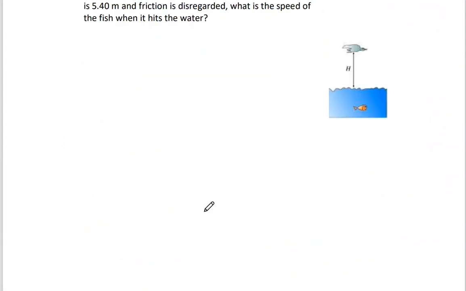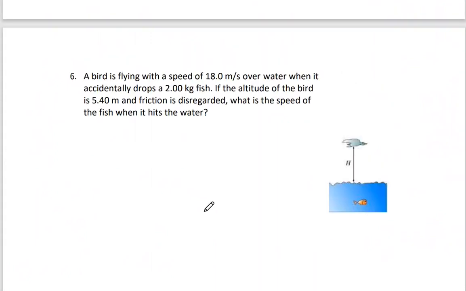Okay, we'll do another example, another question. Here we have question 6. Question 6, you have a bird. The bird is flying with velocity 18 meters per second over the water when it accidentally dropped a 2 kilogram fish. So the speed of the bird is at the same time the speed of the fish, because the bird is holding a fish in its mouth. That means both of them are moving with the same velocity, which is 18 meters per second.